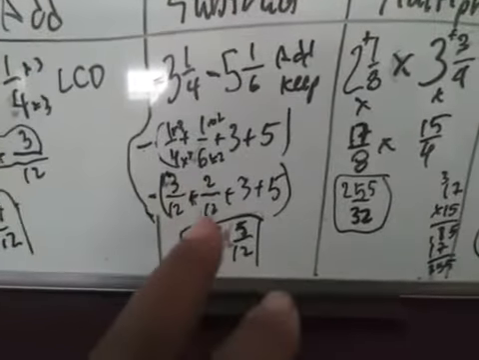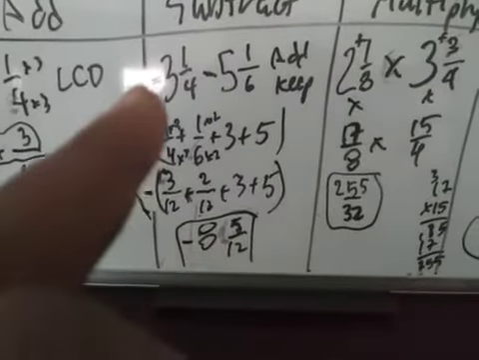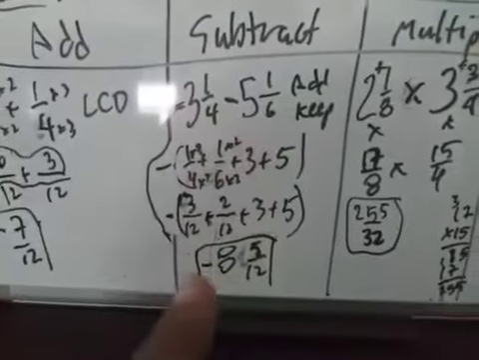Well, 2 twelfths plus 3 twelfths is 5 twelfths, right? And then 3 plus 5 is 8. But remember, the answer is going to be negative because we add the numbers and keep the negative sign. So it's negative 8 and 5/12.